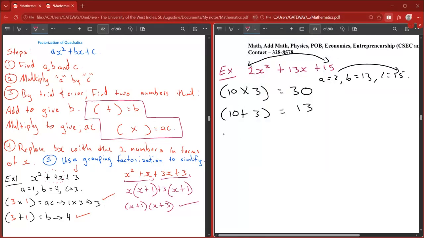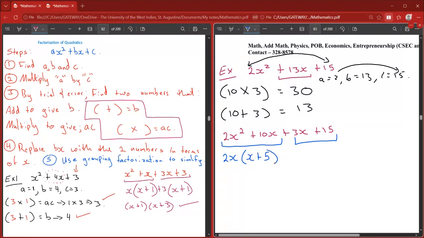So now I'm writing back 2x squared. Instead of 13x, I'm going to put 10x plus 3x. And I have plus 15 here. Then I'm going to factorize via grouping. So what is common between 2x squared and 10x? Well, 2x, open bracket. 2x squared divided by 2x is x. 10x divided by 2x is 5. Put your plus sign. What is common between 3x and 15? 3. Open bracket. 3x divided by 3 is x, and 15 divided by 3 is 5.